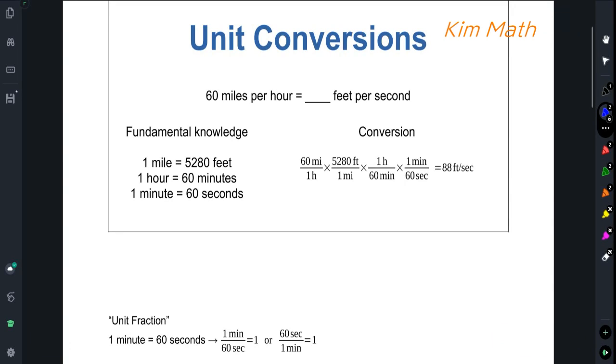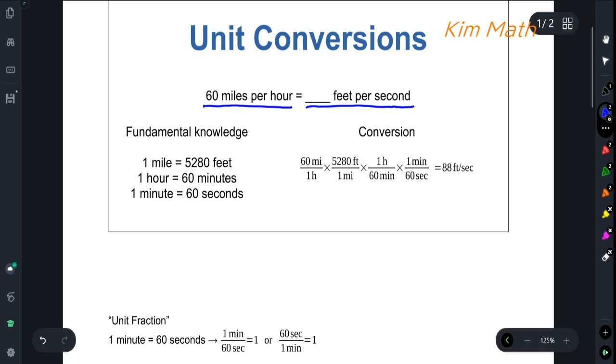Hi everyone. Today we will discuss unit conversion. Let's start our story by converting 60 miles per hour into how many feet per second.